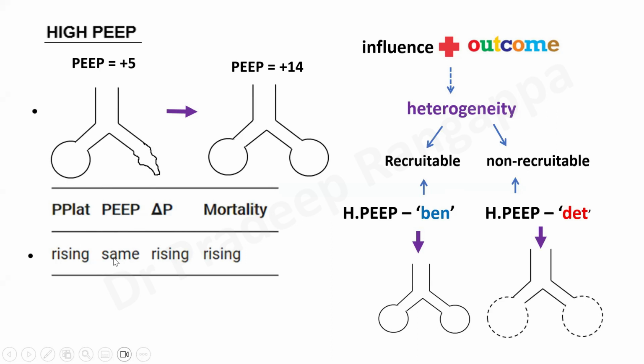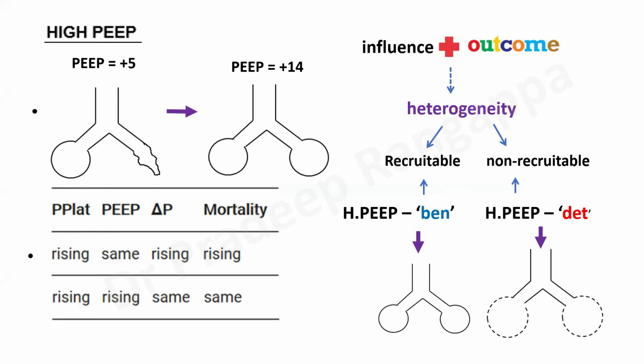So P-plat is rising, you're not optimizing PEEP, then mortality will increase because your driving pressure increases. But if your P-plat is going up and you're optimizing the PEEP, then what happens is your driving pressure remains the same, so the mortality is the same, and at least you have tried to optimize the PEEP.